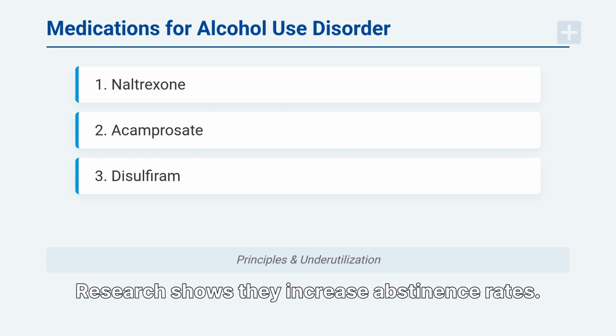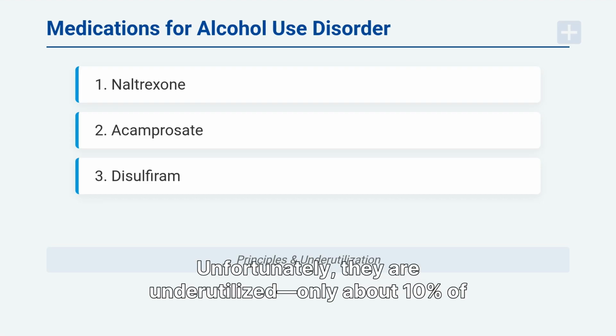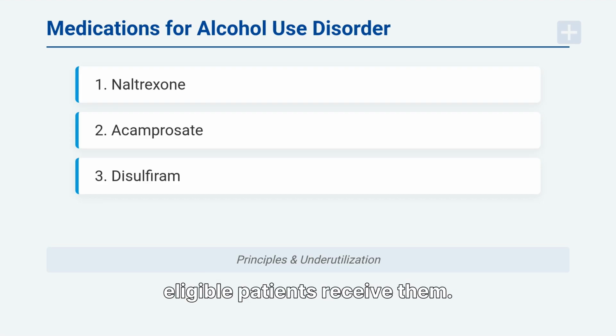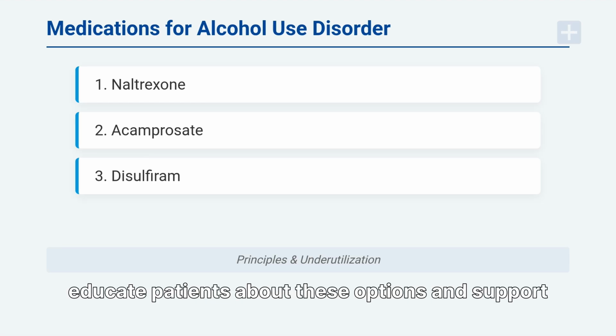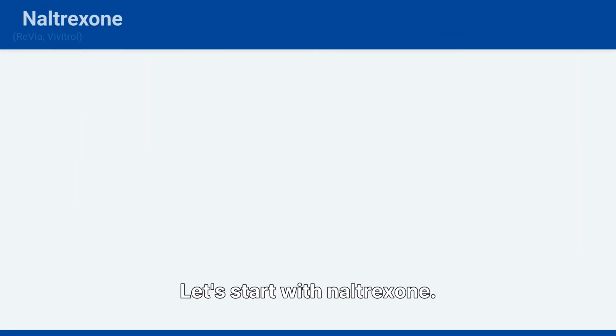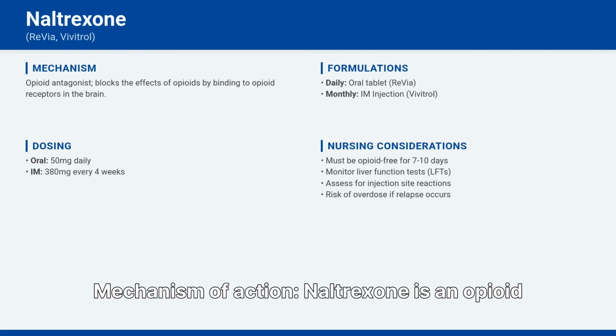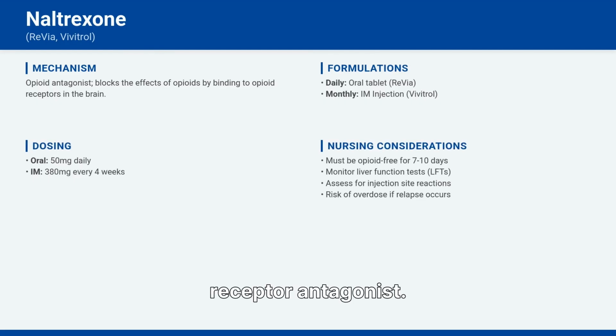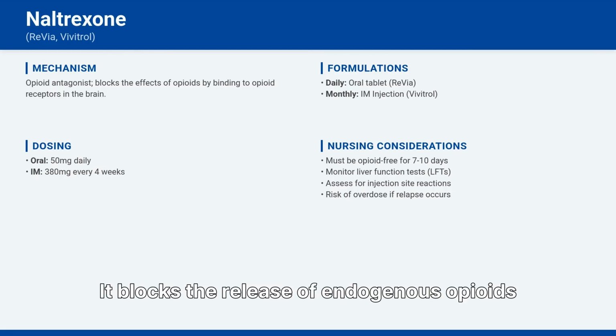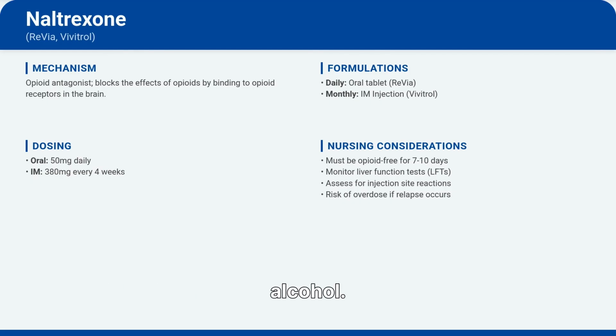Research shows they increase abstinence rates. Unfortunately, they are underutilized, with only about 10% of eligible patients receiving them. Your role as a nurse is to educate patients about these options and support adherence. Let's start with naltrexone. Mechanism of action. Naltrexone is an opioid receptor antagonist. It blocks the release of endogenous opioids that are released when a person drinks alcohol.